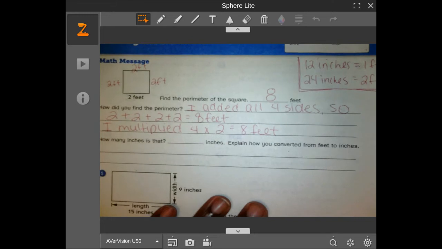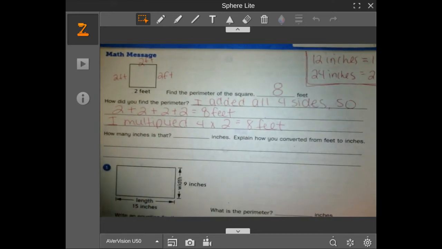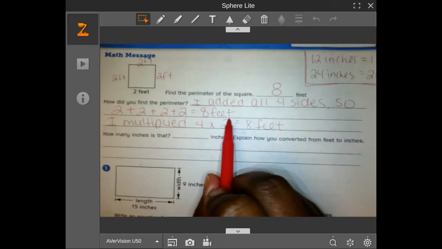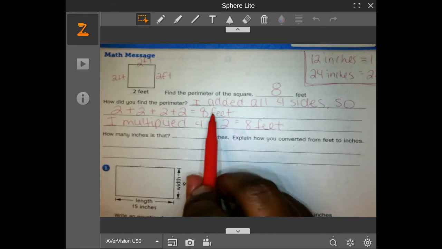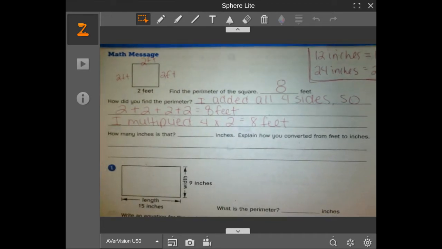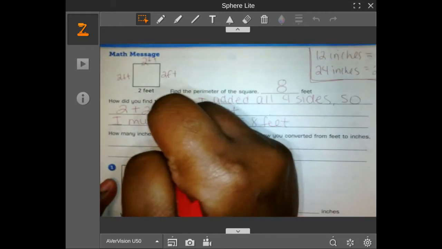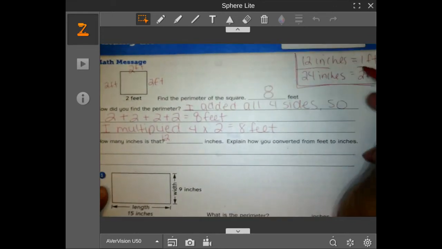Let's go back to our problem. So how many inches is that? Let's see. Let's remind ourselves. We have 8 feet total. We want to know how many inches are in 8 feet. So what do we need to multiply? Think about that. Yes, we need to multiply 12 because 12 inches equals 1 foot.